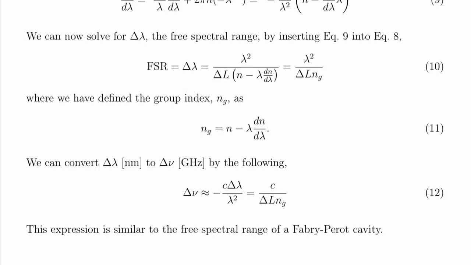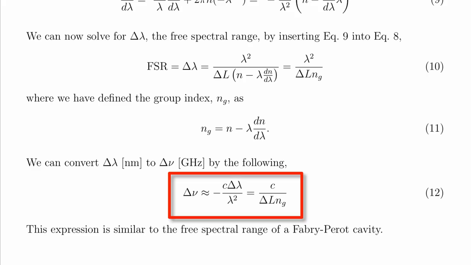We can also convert the FSR from nanometers to gigahertz. You need to be careful with the units. I find it easiest to convert everything to meters and seconds, which gives me the FSR in hertz. This expression is similar to the free spectral range of a Fabry-Perot cavity.